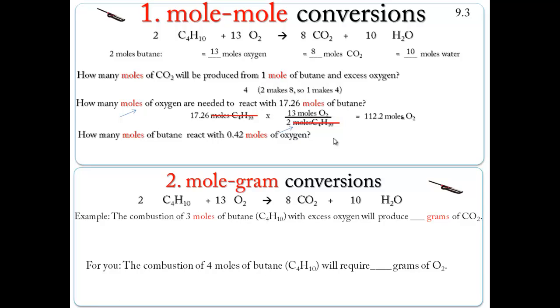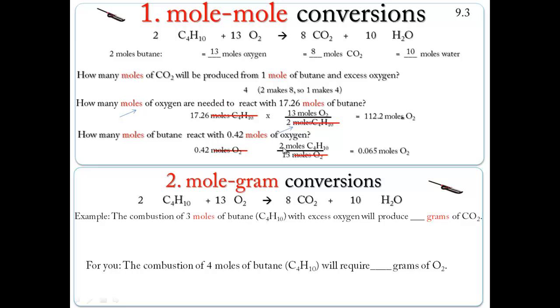Here's a third one. How many moles of butane react with 0.42 moles of oxygen? We're given 0.42 moles of oxygen. We see it's a mole-to-mole conversion, so it's one step, and we're going to moles of butane. We know that anytime you have 13 moles of oxygen, it's equivalent to 2 moles of butane. So this will be a 6.5 times decrease, if you will, or about 1/6 of the original, and that's 0.065 moles of butane.